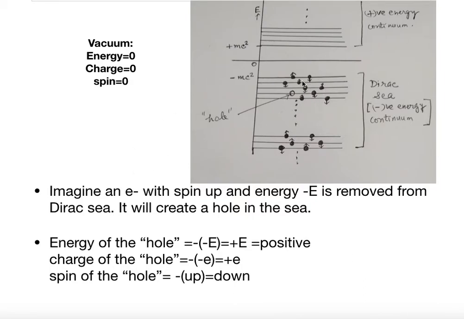Now, what happens if I excite one electron sitting here and kick it out from there? There will be one vacant place. Imagine that one electron, say with spin up and energy minus E for this energy level, is removed from the Dirac sea. It will create a hole here. That is the hole indicated in this figure.